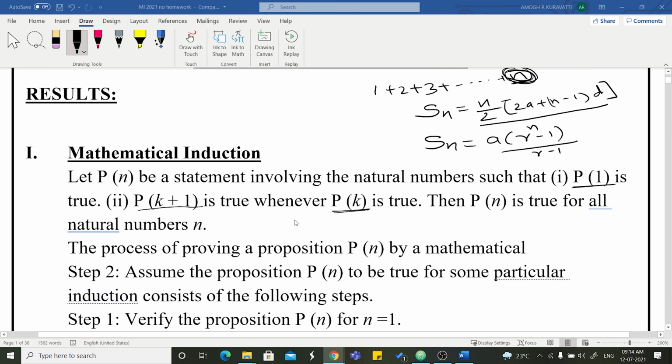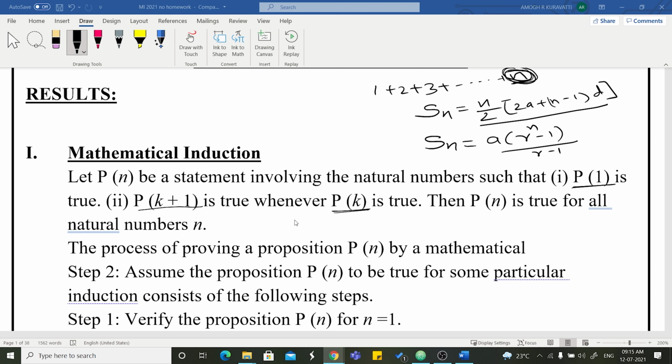Now here, P of n is a statement involving the natural numbers such that P of 1 is true, and whenever P of k is true, then P of k plus 1 is true. Then P of n is true for all natural numbers n. So this is the process of proving the proposition P of n by mathematical induction.